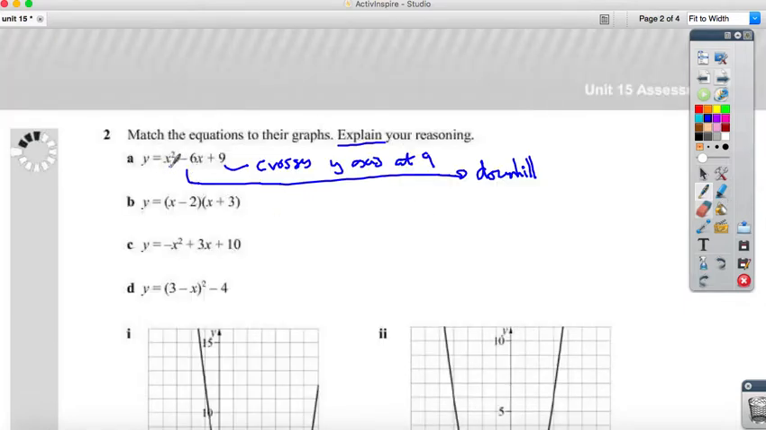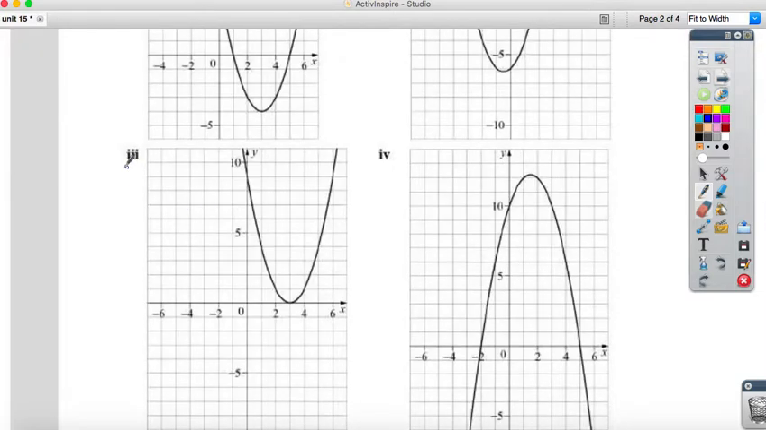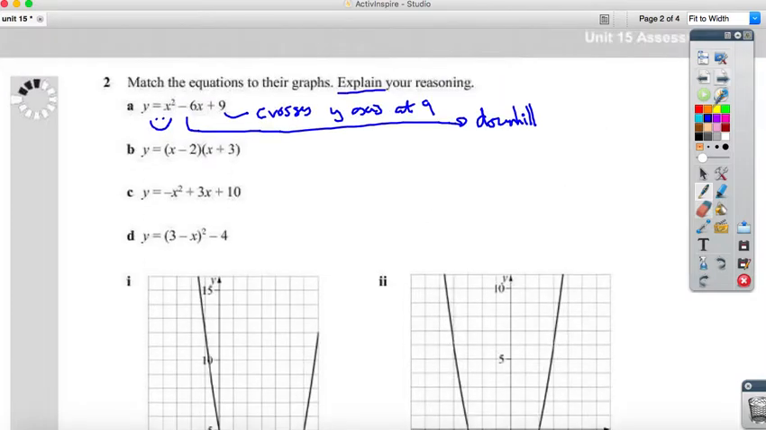The last thing is this x squared means it's a happy shape, like that. So it's that one there, that shape. So A definitely matches with graph 3. Okay, so this one was A. The next one. And if you said what I said here in terms of reasons, you get your marks.